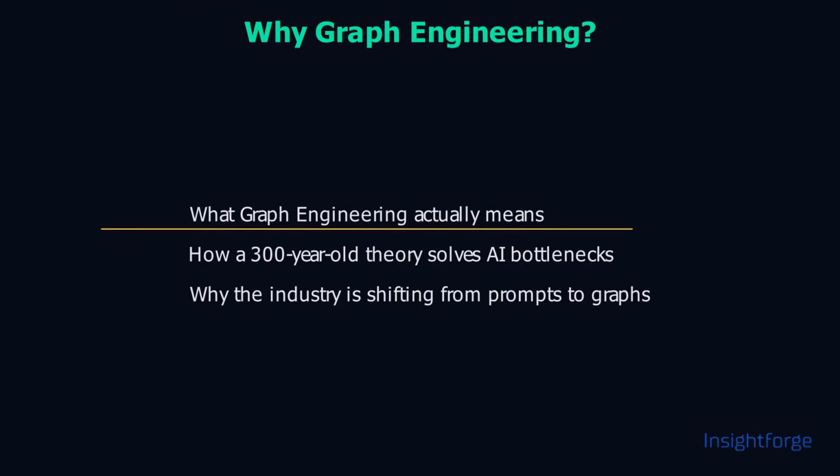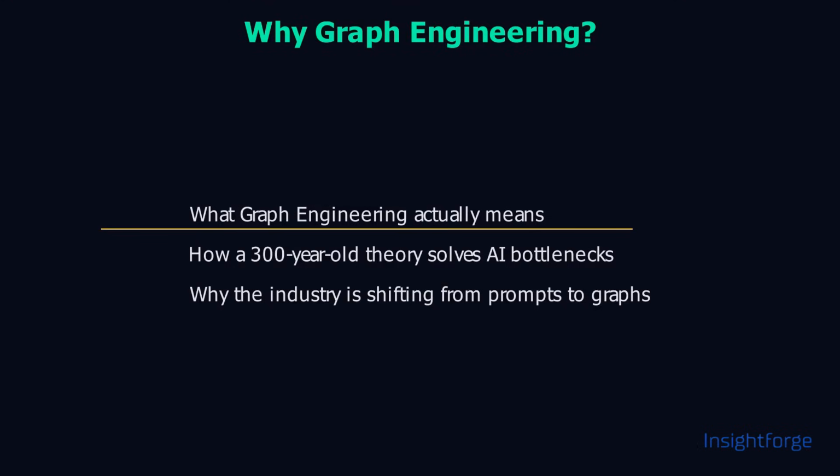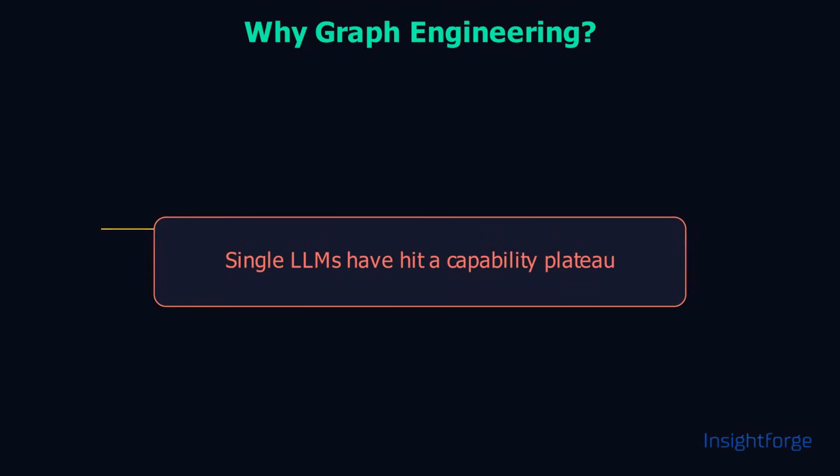In this video, you will learn what graph engineering actually means, how it adapts a 300-year-old mathematical theory to solve our most critical AI bottlenecks, and why the entire industry is rapidly shifting from prompt engineering to graph engineering. This shift is happening because individual large language models have hit a capability plateau. The next level of intelligence is not going to come from making a single model slightly smarter. It is going to come from how we structure the connections between multiple specialized models working together.